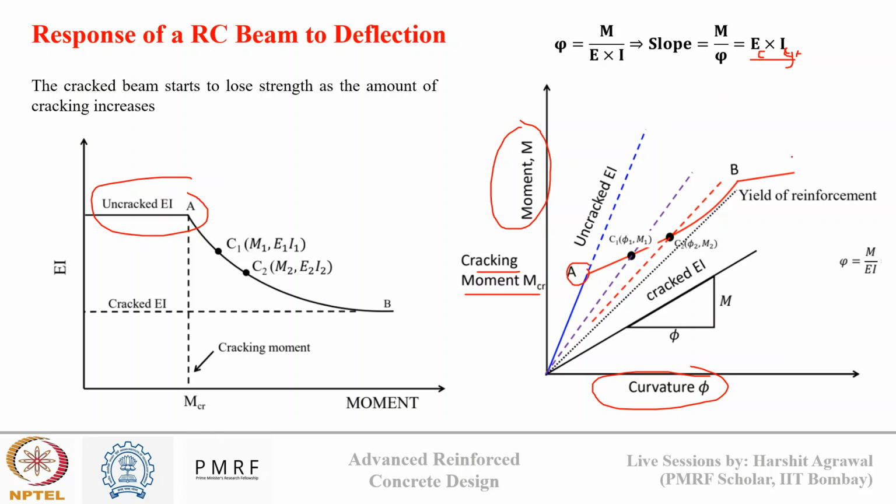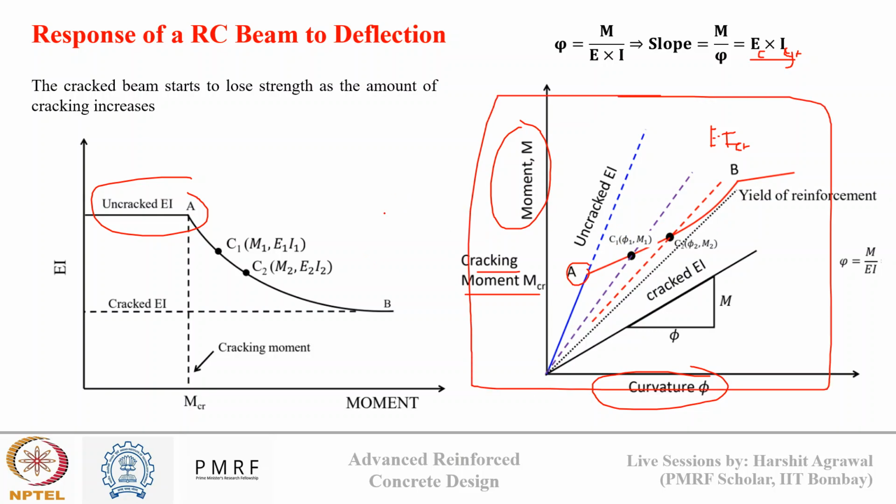Now, the second well-defined point that we have is B, corresponding to cracked EI, where the slope of moment curvature will now be E times I cr, the cracked moment of inertia of concrete. Now for any moment between these two points, what will happen? The slope will continuously decrease. Why? Because EI continuously decreases. So as moment increases, the deflection will continuously increase like this. So this is the representation of moment versus curvature of a reinforced concrete beam which is subjected to a certain amount of bending, and how with increasing bending the curvature is increasing.